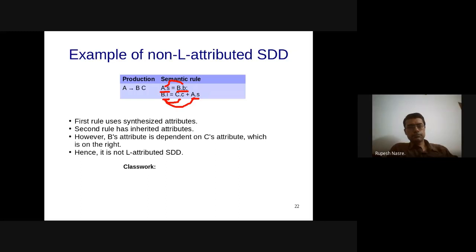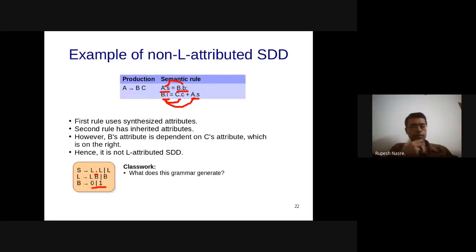Okay. So then let's do a classwork. So I am giving you a particular grammar, S deriving L dot L or L and so on. It's something to do with zeros and ones, that is binary numbers, but there is a dot in between, and what that indicates is that you have some bit string of zeros and ones followed by a dot and then some other bit string of zeros and ones. So what we have to do is, first tell me what this grammar does.